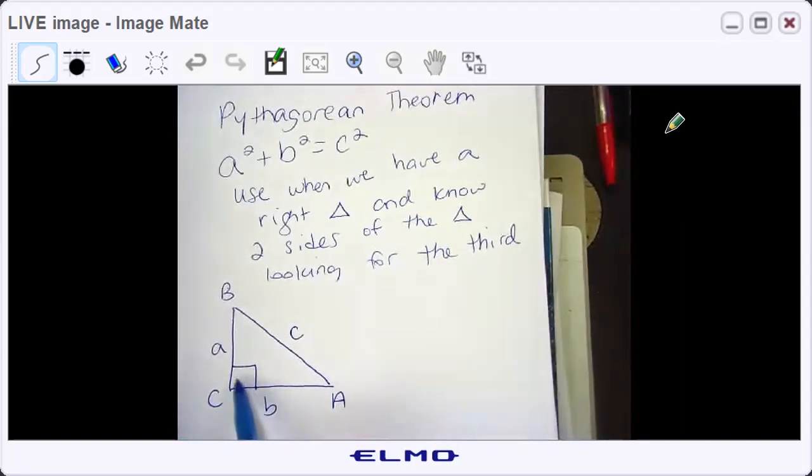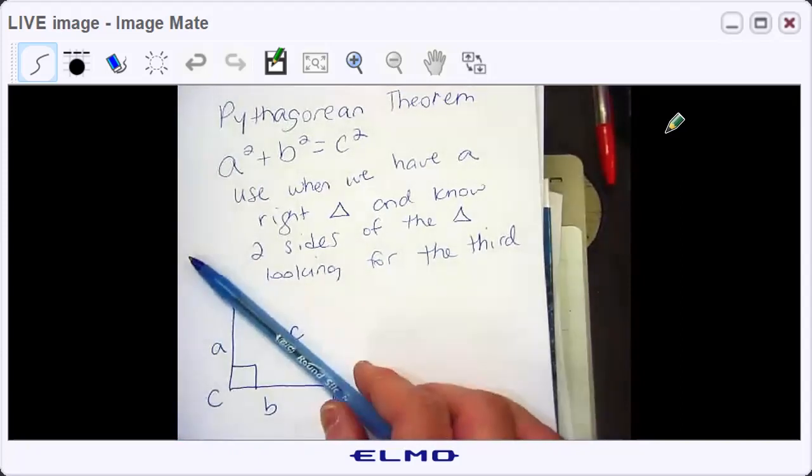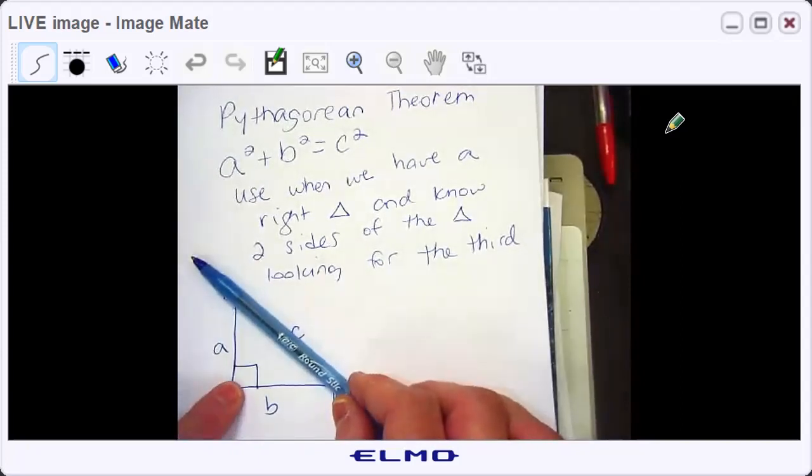Remember, when you think about triangles and the fact that the angles add to 180, if this is 90, these two other angles are going to have to be less than 90. So the hypotenuse is across from 90, which means it never touches 90. That's how you identify it. It never touches your finger if you put your finger on 90. And that's the hypotenuse, and it is going to be the longest side.